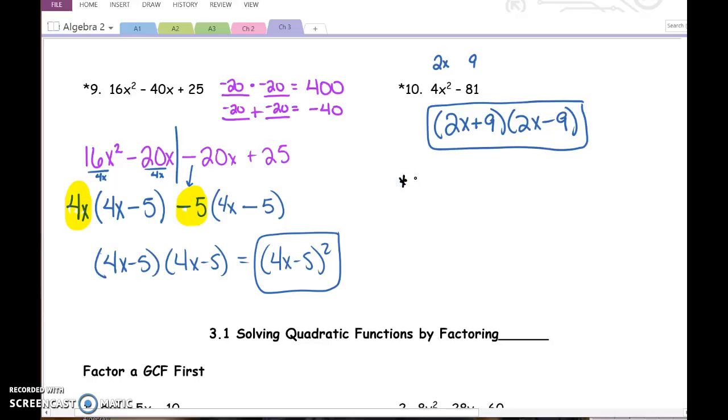So let's say I gave you an additional problem and said, what is the factored form of 16x squared minus 49? Hopefully you would notice that 16 is a perfect square and 49 is a perfect square. 16 is a perfect square of 4, and 49 is a perfect square of 7. So it would be 4x plus 7, 4x minus 7.